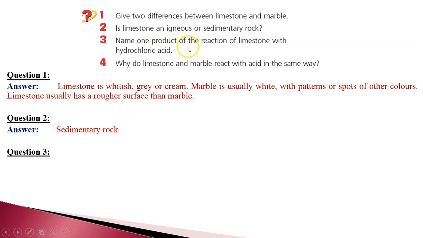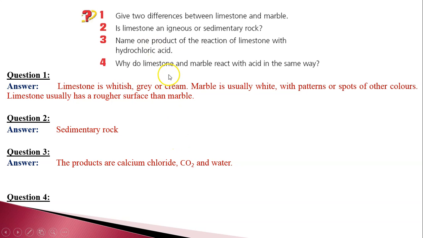Name one product of the reaction of limestone with hydrochloric acid. In the last lesson we learned about the reaction of limestone with hydrochloric acid. Three products were formed. Hope you remember: calcium chloride, carbon dioxide and water. You can write any one of these. Why do limestone and marble react with acid in the same way? As I already told you, both of them are made up of the same mineral, that is calcite. The chemical name is calcium carbonate.